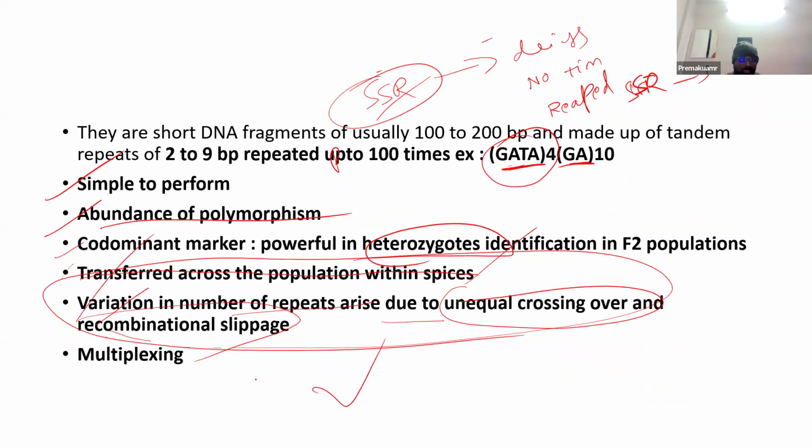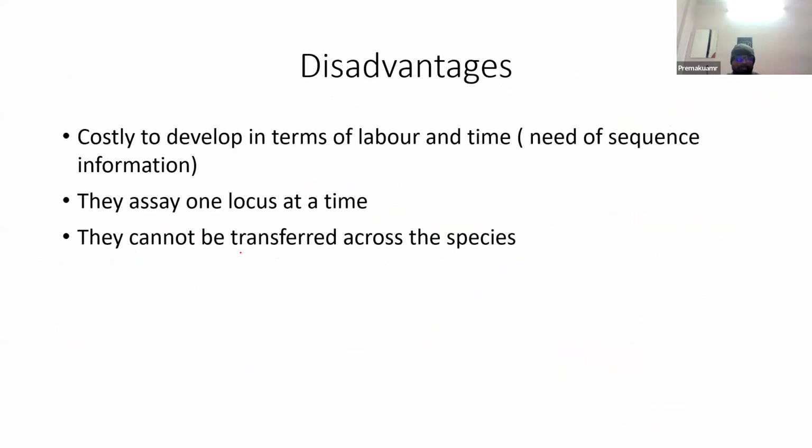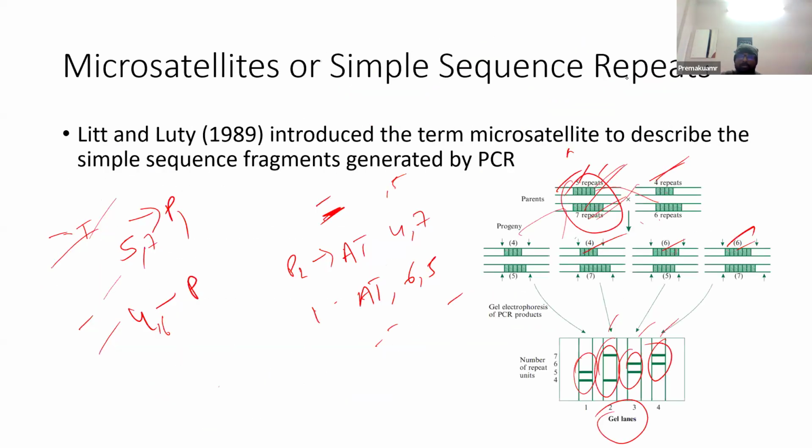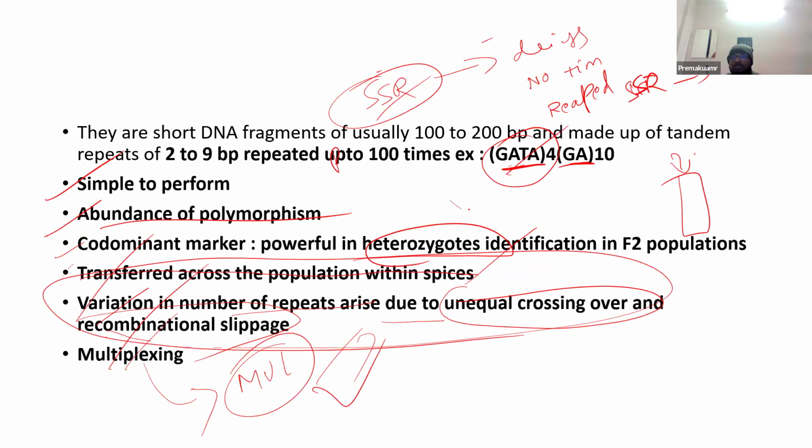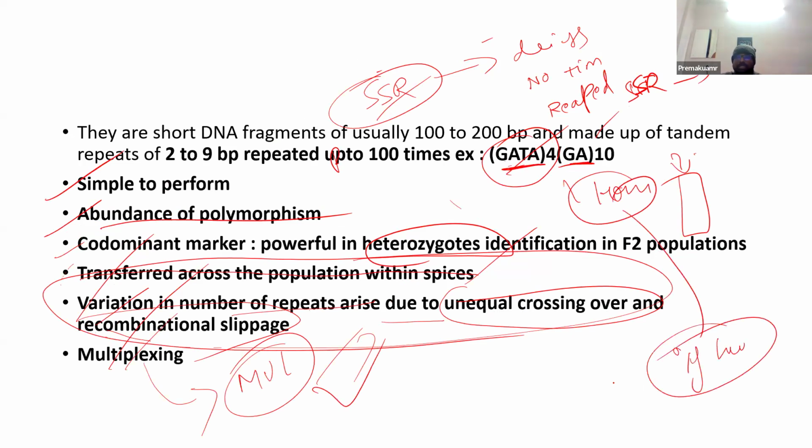It's very amenable for multiplexing. As I told, what is multiplex PCR? You can run two to three different markers at a single time using radio labeled primers. That is amenable for SSR markers. But what are the disadvantages? It's very costly to develop. We need sequence information. How will you get to know that AT is repeated, GATA repeated 4 times, GA repeated 10 times? Only if you have the sequence will you get to know.